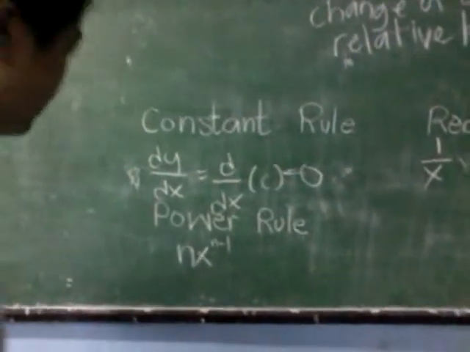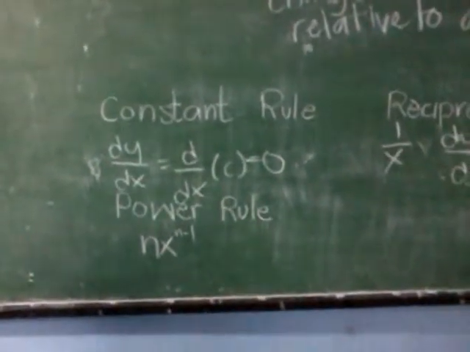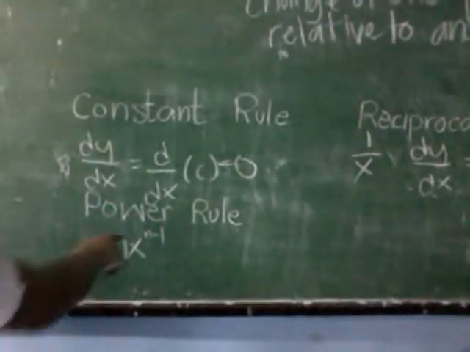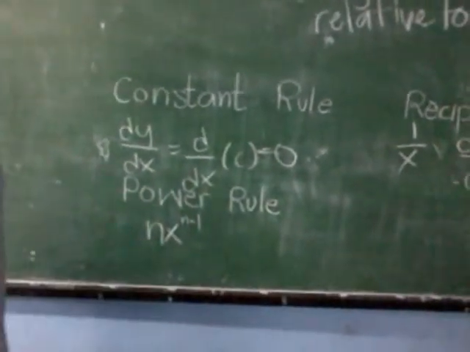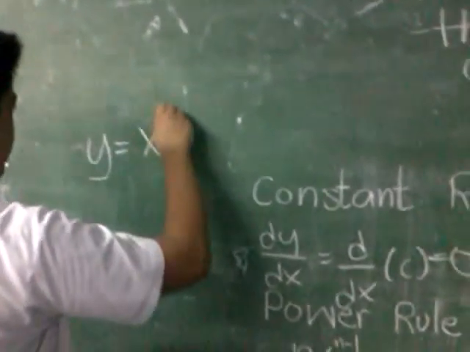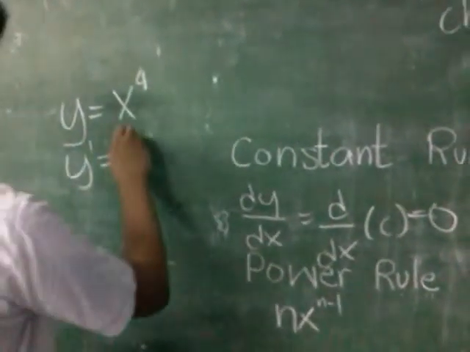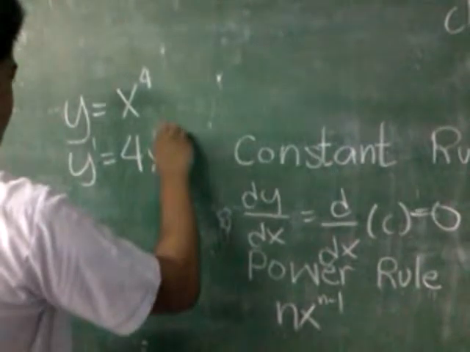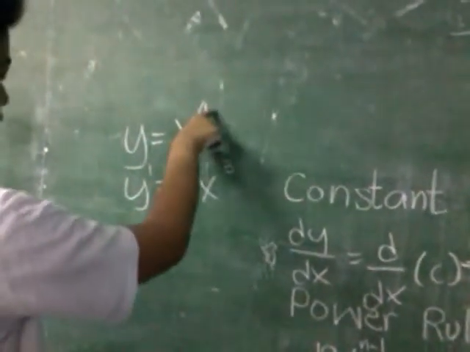Next is the power rule. It states that the derivative of x raised to n is n x raised to n minus 1. You multiply the exponent to the base and then deduct 1 from the exponent. For example, y is equal to x to the 4. Its derivative is equal to 4x cubed, because you multiply the 4 to 1 and deduct 1 from the exponent.